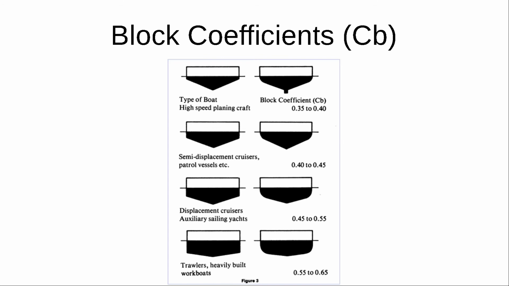There's an example here showing various types of vessels and their corresponding block coefficients. You'll see high-speed planing craft 0.35 to 0.4, a cruiser 0.4 to 0.45. None of these ships actually really exist that much in the picture. Think about the fact that a typical bulk carrier operating in the Great Lakes will have a block coefficient greater than 0.9.